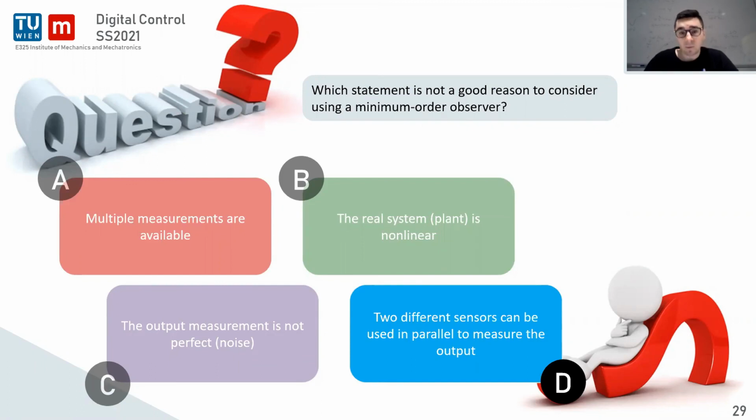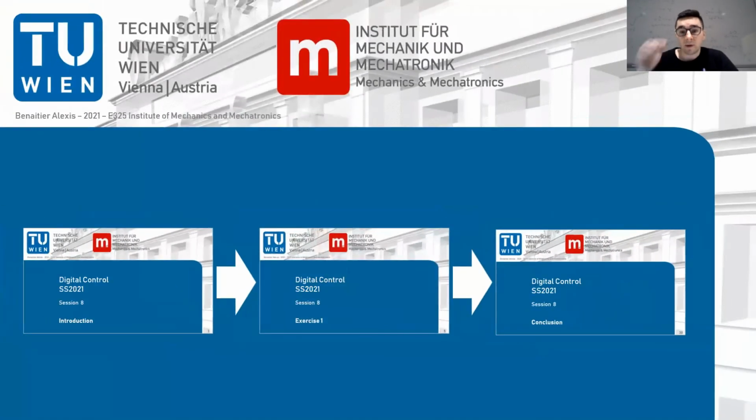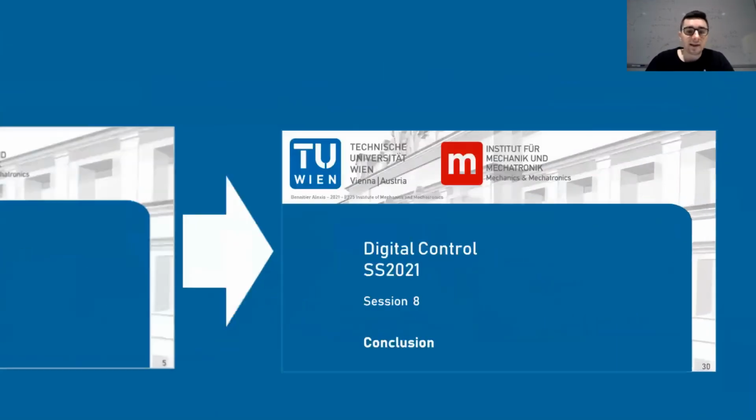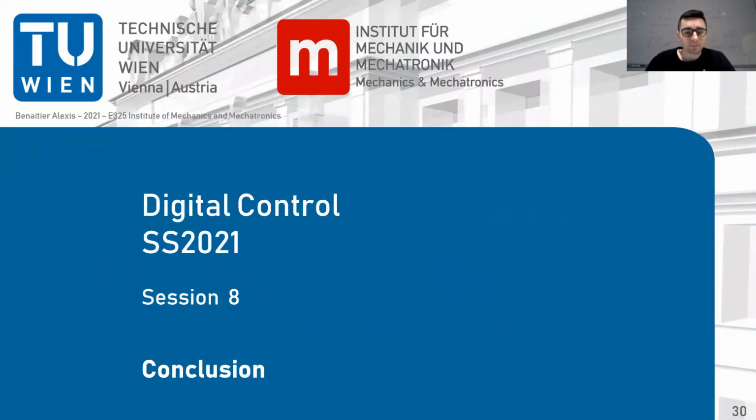A minimum order observer can usually be way better than a predictive or current observer, but only under these assumptions: that you have different measurements that are measuring different things, and that the measurements are at least somehow accurate enough.